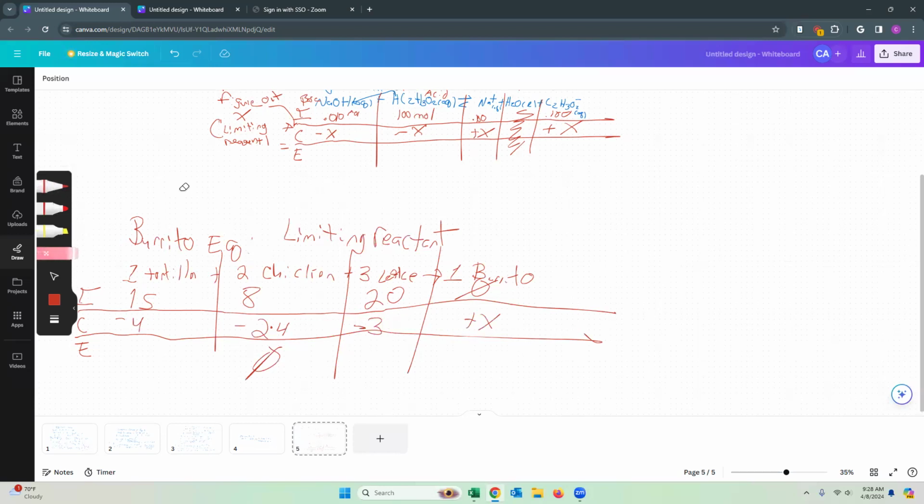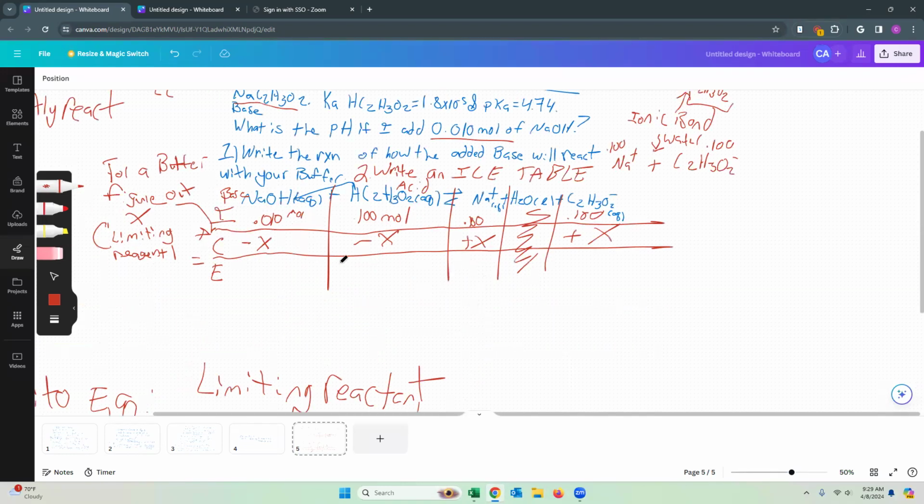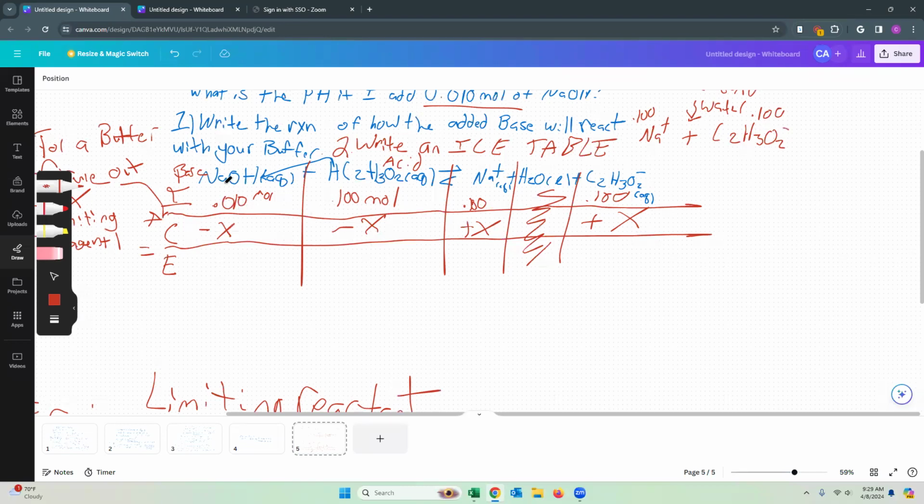So that means that at equilibrium, I still have 11 tortillas left over. I'm out of chicken now. 3 times 4 is 12. 20 minus 12 is 8. I still have 8 pieces of lettuce, and I was able to make 4 burritos, right? So that's a limiting reactant problem. That's the same way an acid and base react. So I have 0.010 moles of base, and I have 0.1 moles of my acid. Well, my base runs out first.